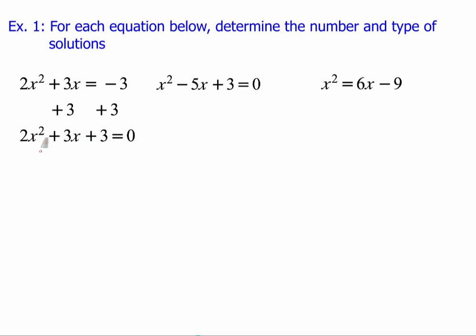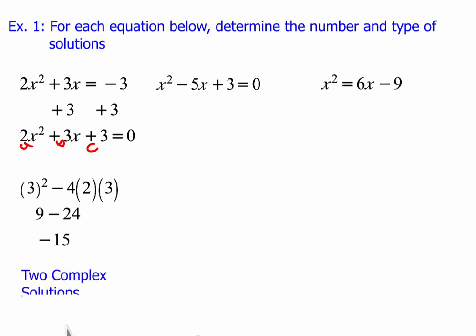Then I now know that this is A, this is B, and this is C. So if I plug those into my discriminant, I get 3 squared minus 4 times 2 times 3. 3 squared is 9, and 4 times 2 times 3, that's 8 times 3, that's 24. So I've got 9 minus 24, that's negative 15. My discriminant is negative, which means this quadratic has two complex solutions.